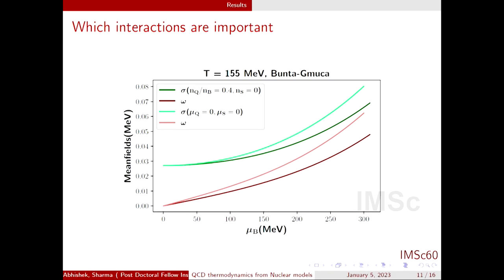So here in this plot, we have the value of the mean fields, basically how much the omega and the sigma are contributing as a function of the baryon density. The red ones represent the omega field and the green one represents the attractive sigma field. The sigma field is proportional to the scalar density, which is always non-zero, and hence even at mu b equal to 0, it has a non-zero value. The omega interaction, the repulsive interaction, is proportional to baryon density, and therefore it goes to 0 as mu b goes to 0. And as seen from the plot, it is clear that both the attractive and the repulsive interactions are important at finite mu b.